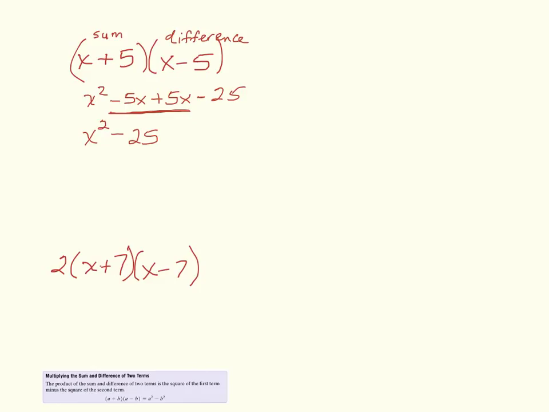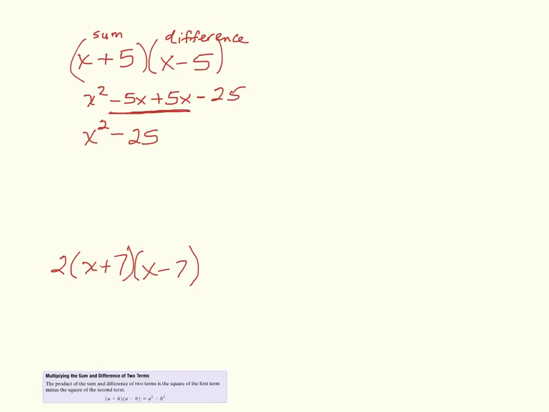But why go through all of this if I know that there's a pattern? Look at what happens. Every time you multiply the sum of two terms times the difference of the same two terms, the middle two terms go away. They're always going to be opposites of each other, so they go to 0. And all you're left with is the square of the first term. What's the first term? x. So you end up with x squared minus the square of the second term, which is 25.